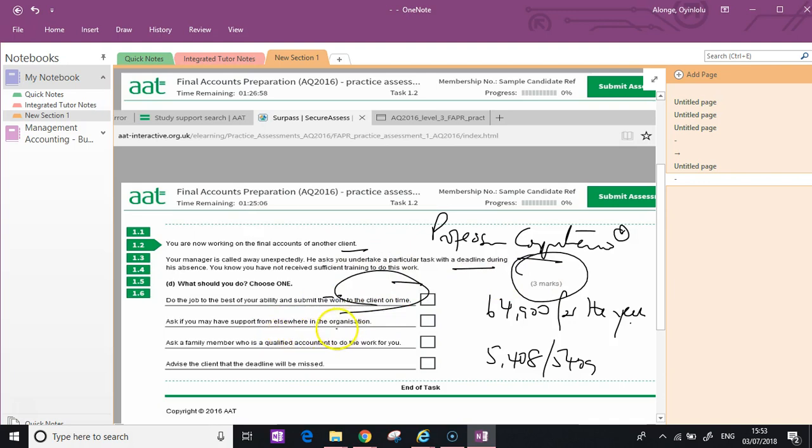Ask if you may have support from elsewhere in the organization. Always ask for support. Ask a family member, certainly a no-no. And you have no business speaking to the client, especially if it's to tell them the deadline will be missed. You don't have that authority. So the second one here is your answer. Okay, so that's the ethics question.